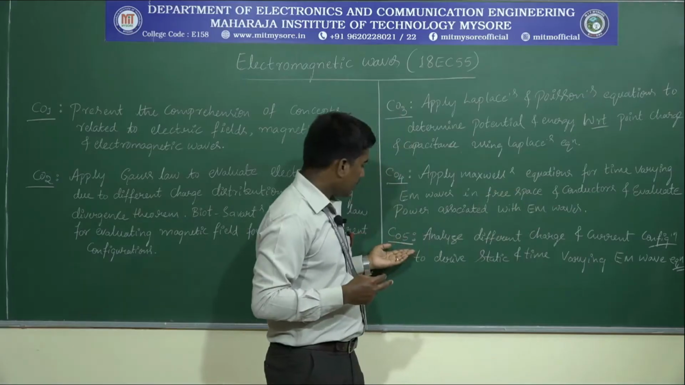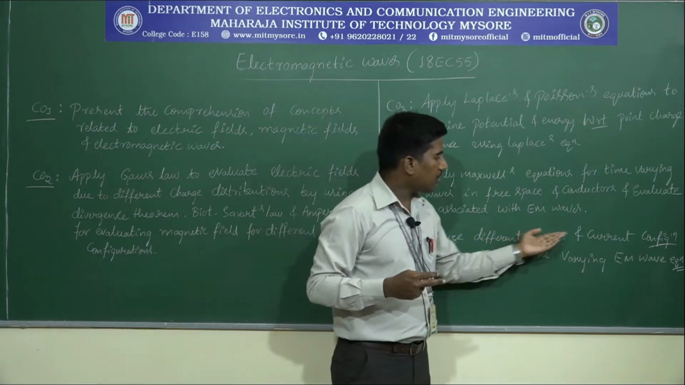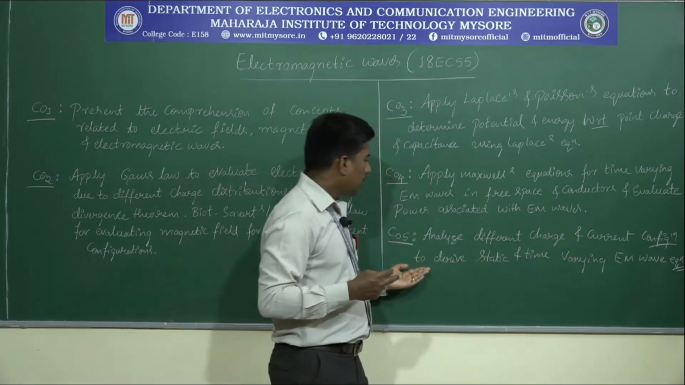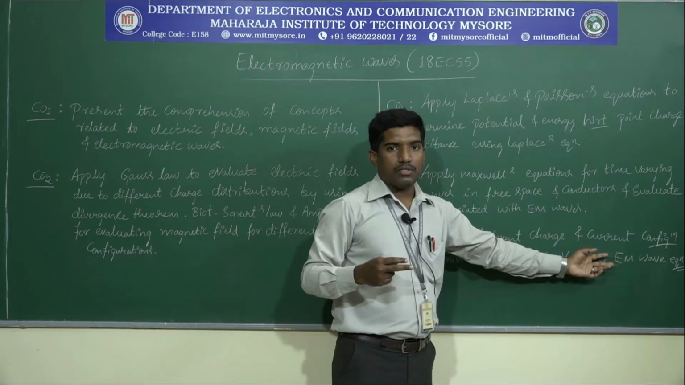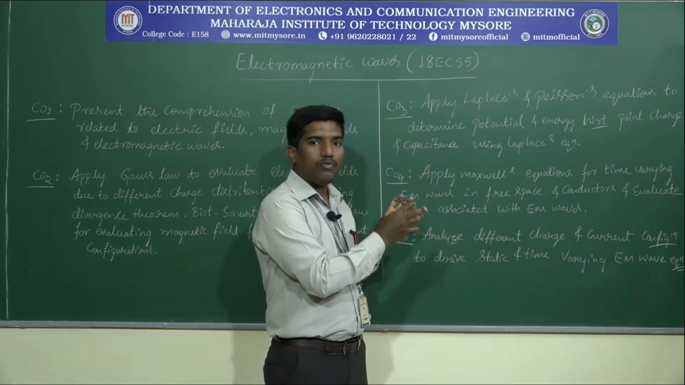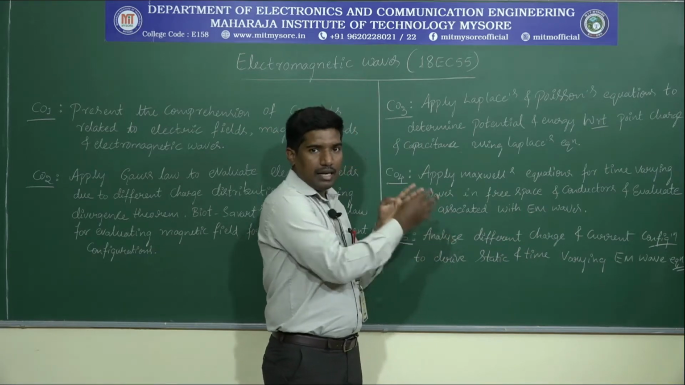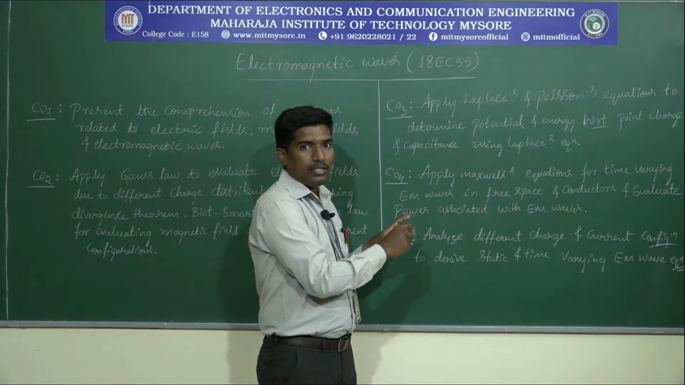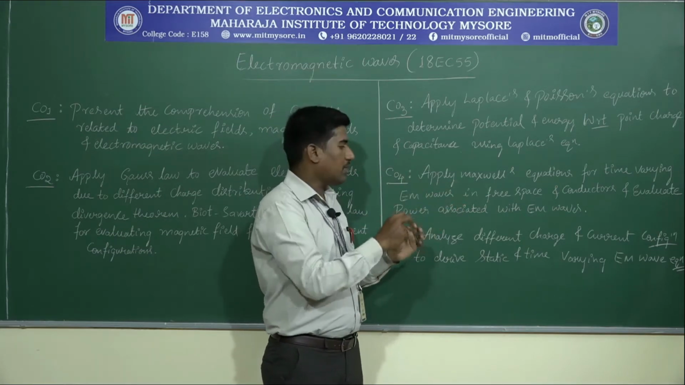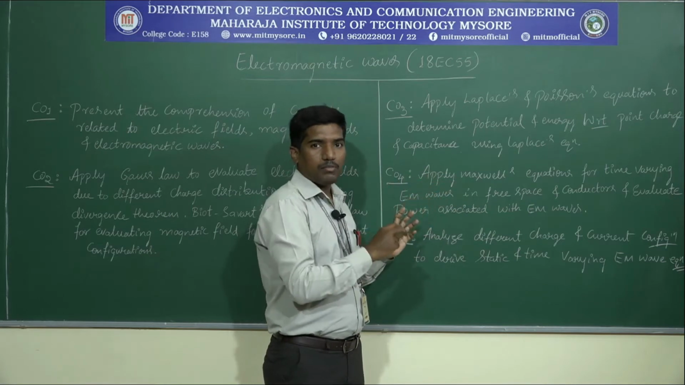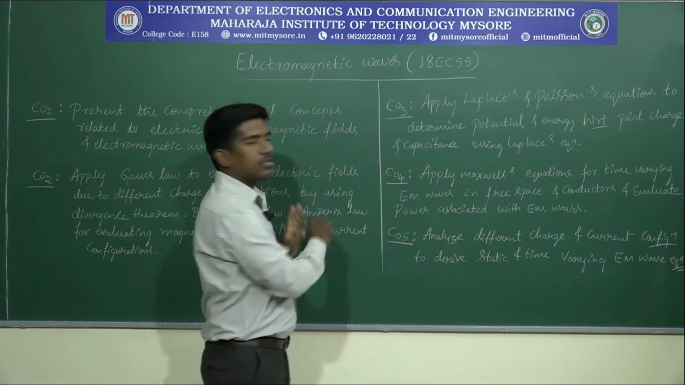The fifth course outcome says: analyze the different charges and current configurations to derive static and time varying electromagnetic wave equations. We need to derive a mathematical model for both the conditions. One is static condition and another one is time varying condition. When the charge is at static mode, what is the response? When the charge is moving, what is the response? Like that we have to analyze the system. This is about course outcomes.